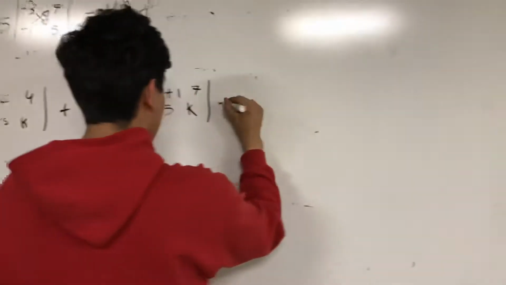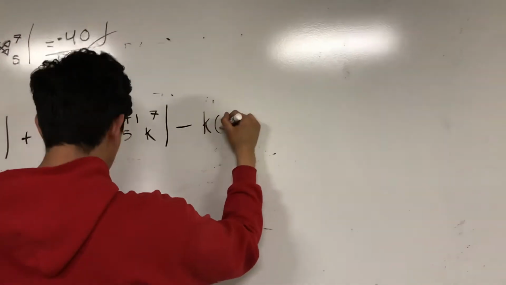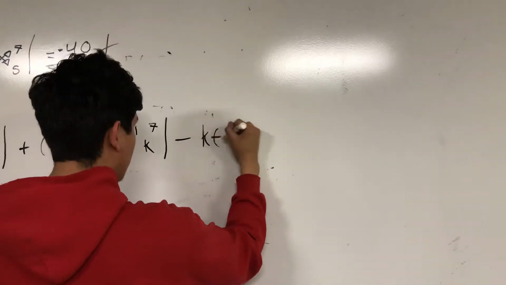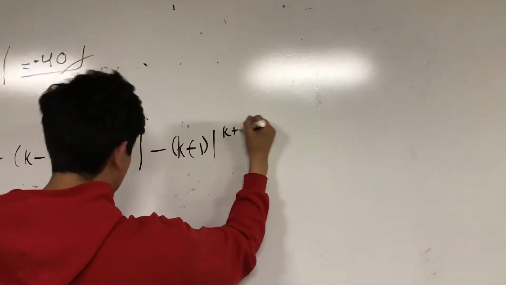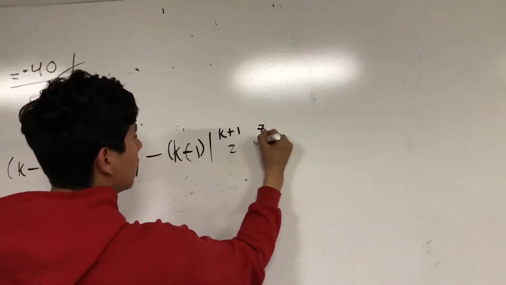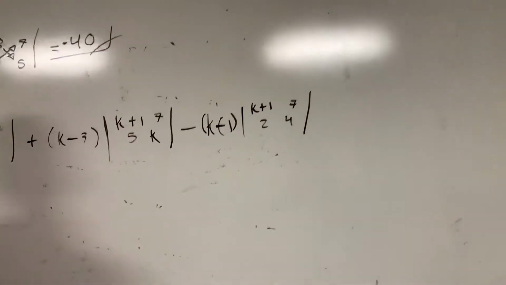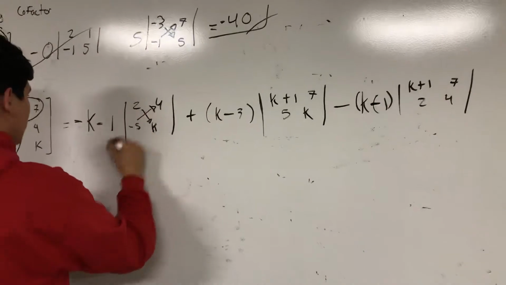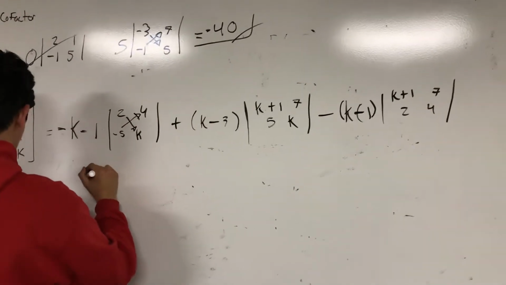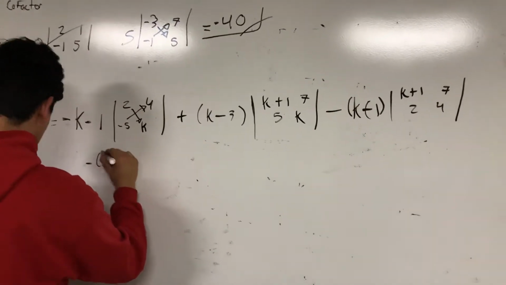Minus k plus 1, k plus 1, 7, 2, 4. So we have to do the same, just multiplying this minus this. So it will be minus k.